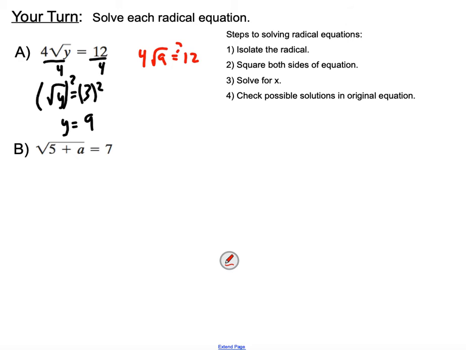Square root of 9 is 3. Is 4 times 3 there 12? Yes, it is. So our solution there is y equals 9.